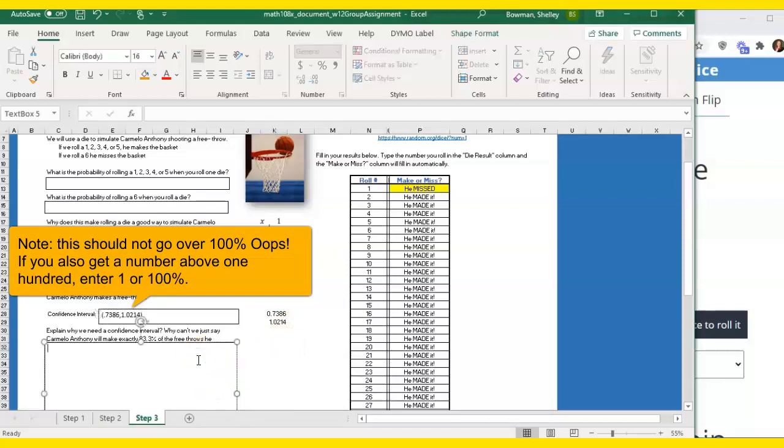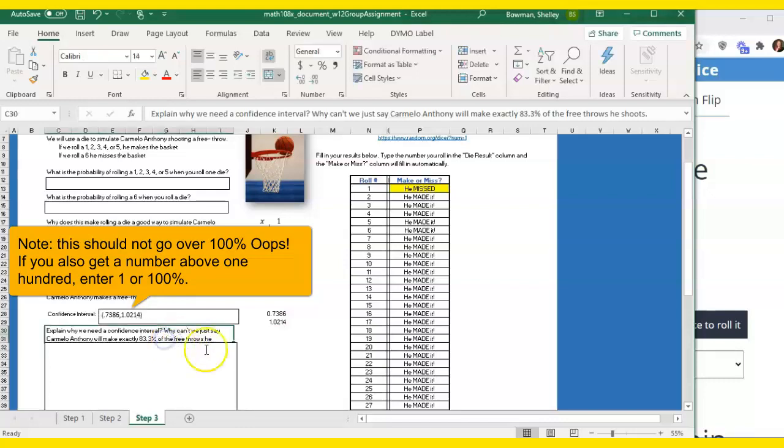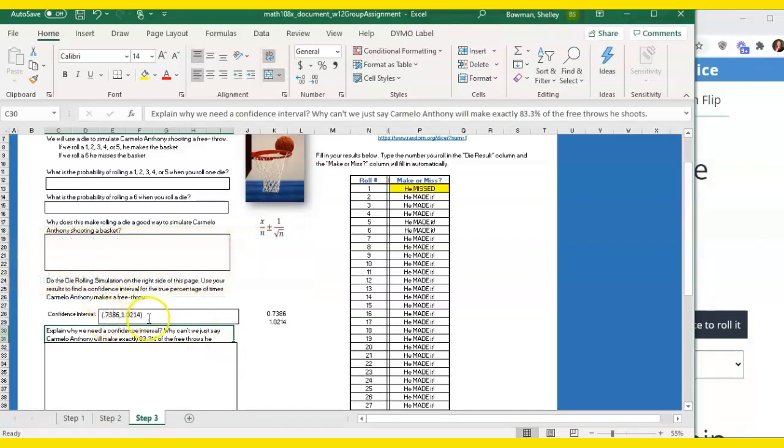And then I would like you guys to work together on why you can't say that he is going to make exactly 83.3% of all the free throws, and discuss why we needed this confidence interval. And that's everything. So good luck on your group project together.